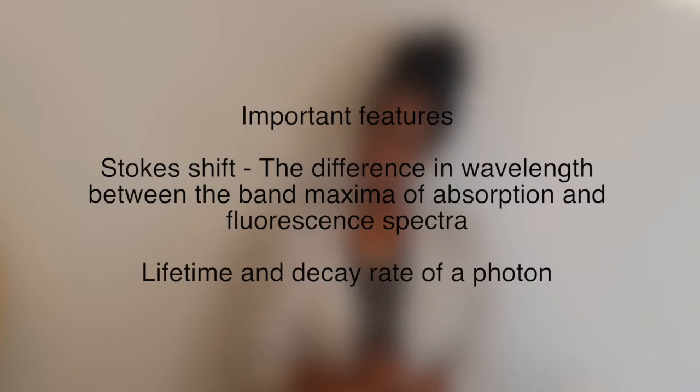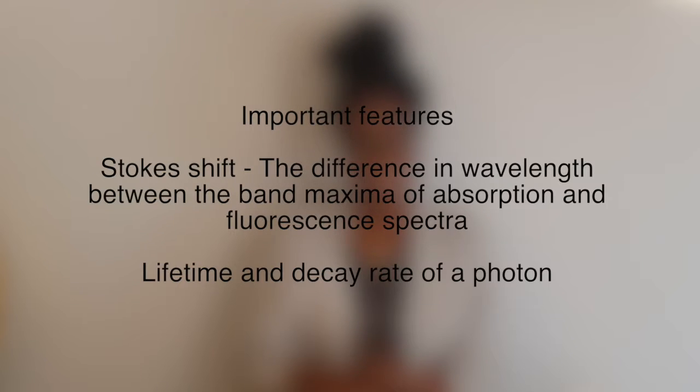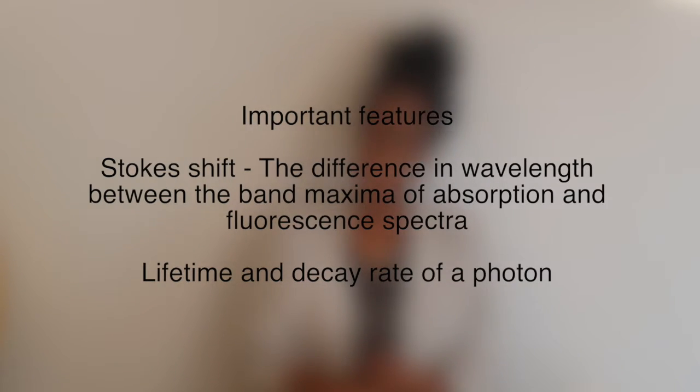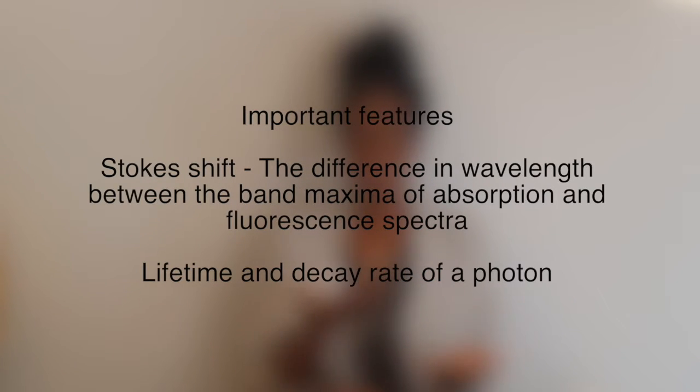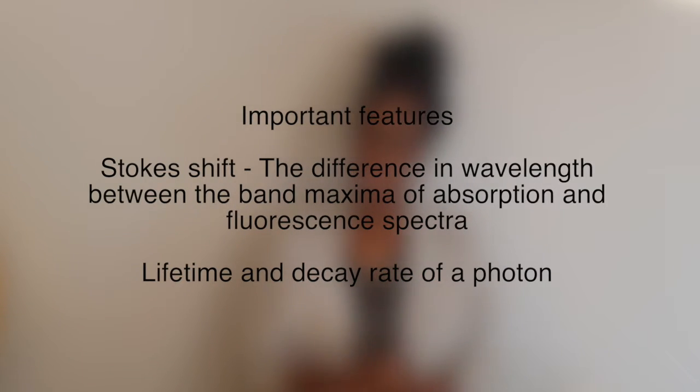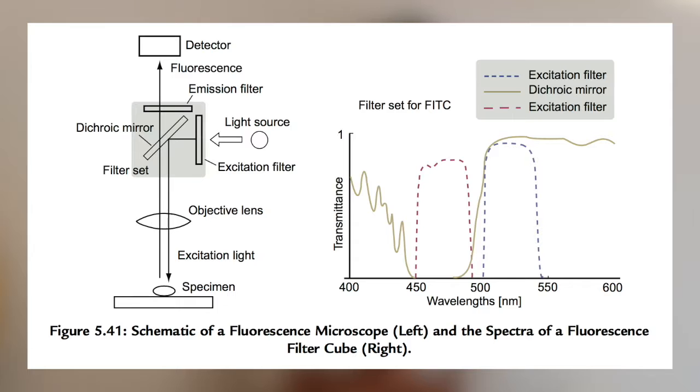Now, some of the important features of fluorescence spectroscopy are the Stokes shift, the lifetime, as well as the decay rate of a specific photon. The Stokes shift is defined as the difference in wavelengths between the band maxima of absorption and the fluorescent spectrum. Now, fluorescence spectroscopy could be used for imaging, and in order to do so, we need a microscope.